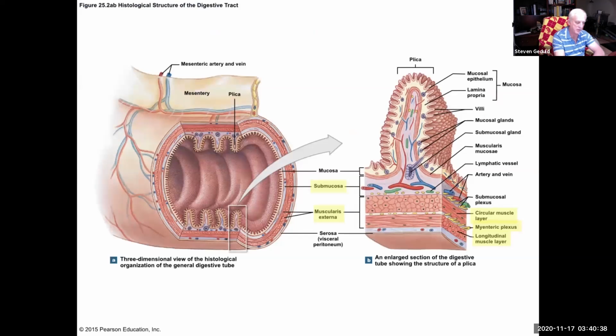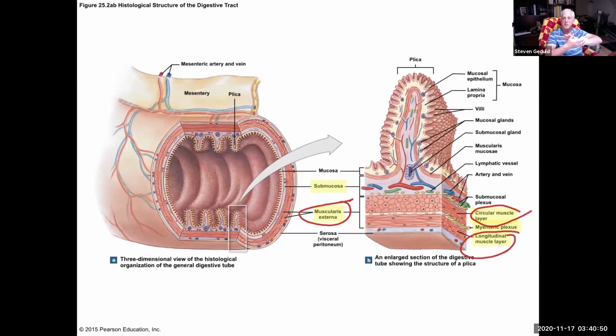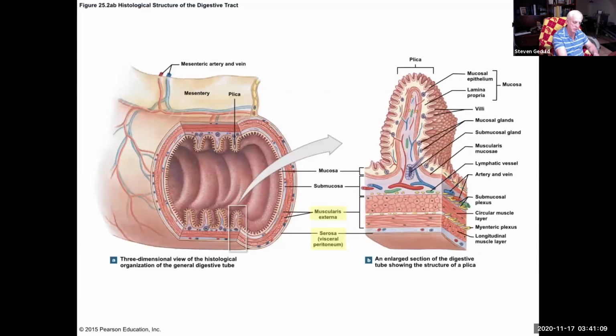Okay, so there's a muscularis externa that surrounds the submucosa and the mucosa. And you've got circular muscles and you've got longitudinal muscles. So it goes in all different directions. You have a three-dimensional contraction. So it contracts not just in one direction, but multiple directions. So it can control the food. The serosa is the very outside, the externa. Okay. It's the outermost layer of the digestive system. That is the serosa. Okay, and here's your serosa. This is your outer layer right here.